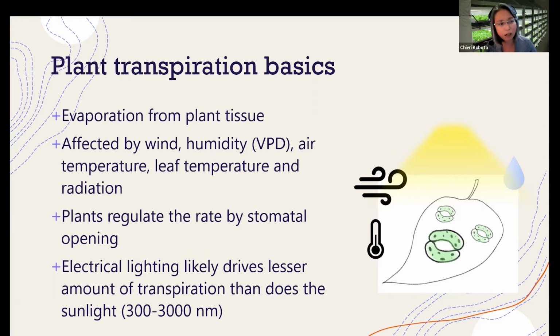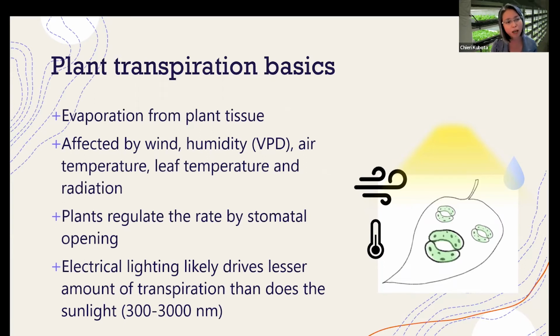And then the last thing, we don't talk too much, but I think it's very important to understand, particularly for indoor settings or greenhouses that use a lot of supplemental lighting. So electrical lighting spectrum is usually probably up to 800 nanometers, in most cases 700 nanometers. It's very different from sunlight. Sunlight goes all the way to probably close to 3000 nanometers.